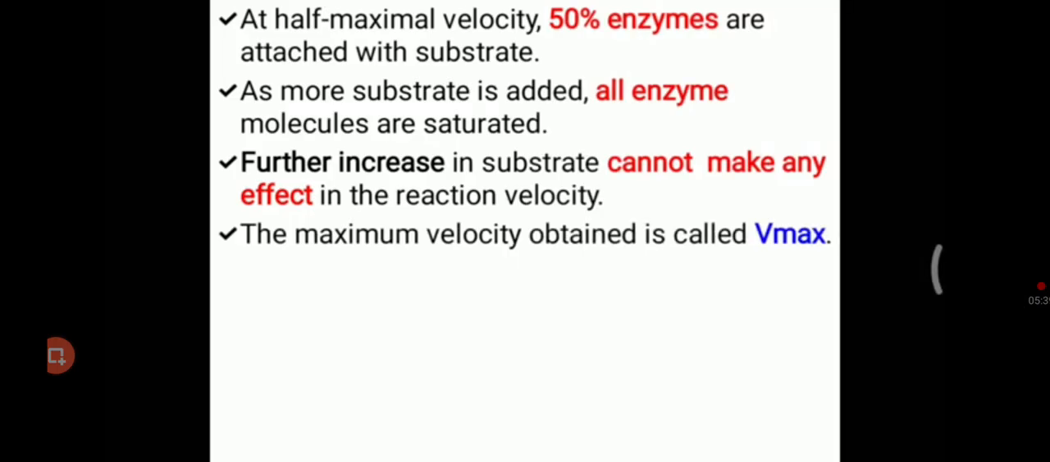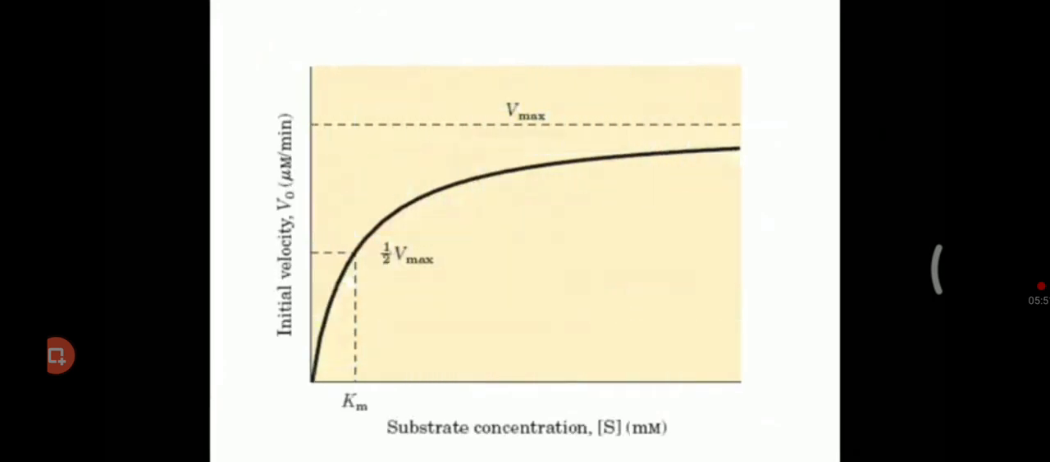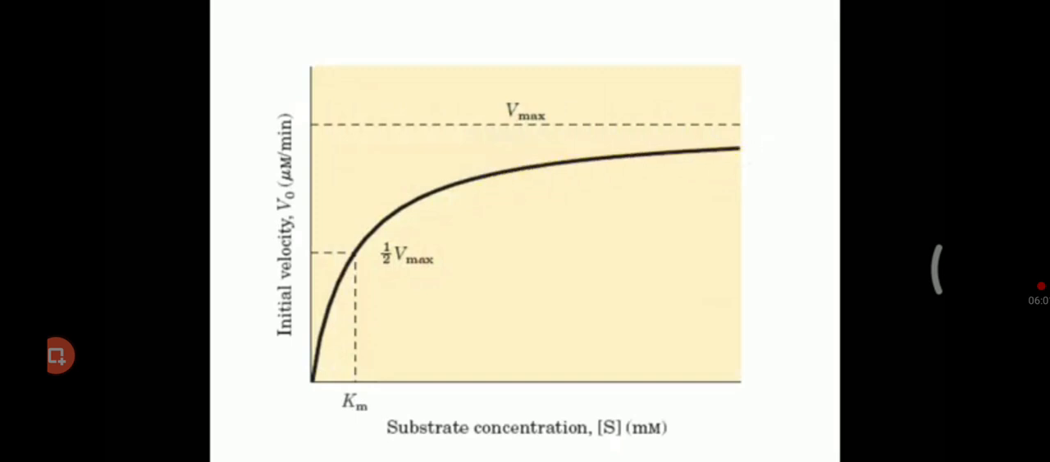So the maximum velocity obtained is called Vmax. It represents the maximum reaction rate attainable in the presence of excess substrate, at the substrate saturation level. That is also important for getting one particular value, the Km value, which we will look at. So basically the reaction velocity initially increases and later it is flattened. When it is flattened, that is called Vmax.